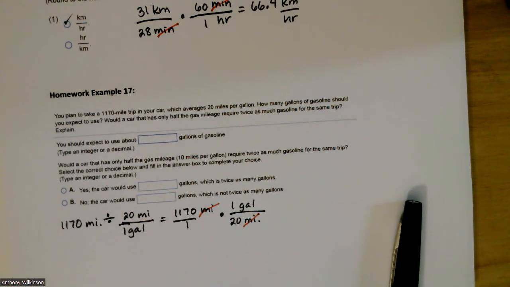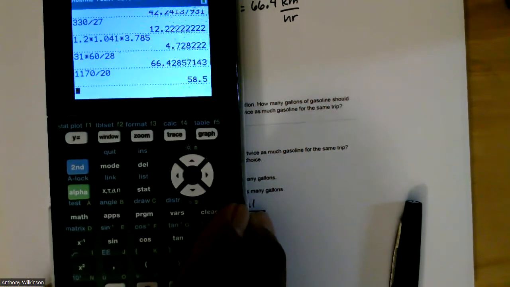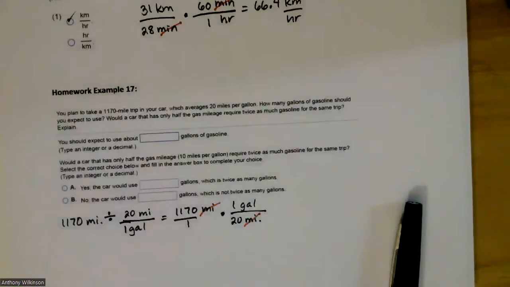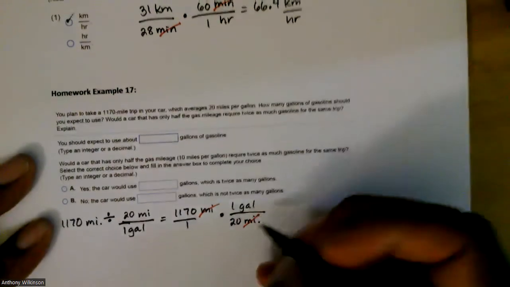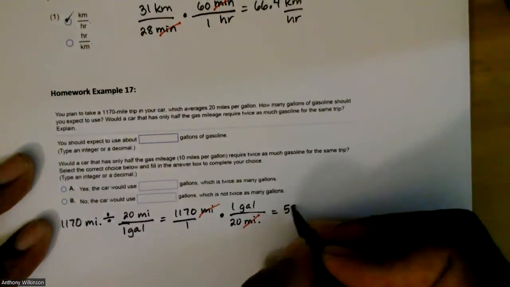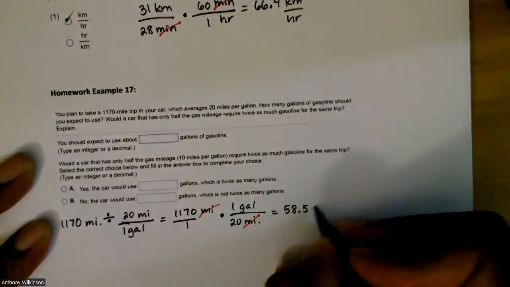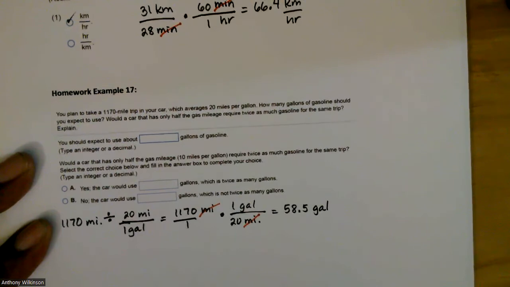So the 1,170 divided by 20, you're going to end up with 58.5 gallons. So you should expect to use about 58.5 gallons of gasoline.